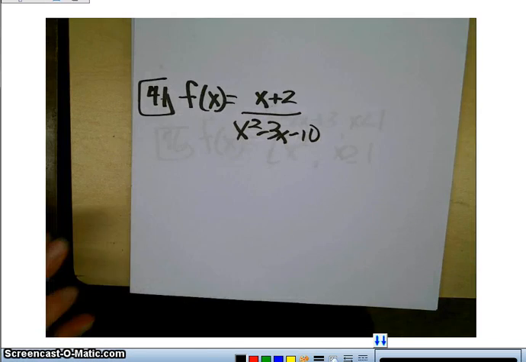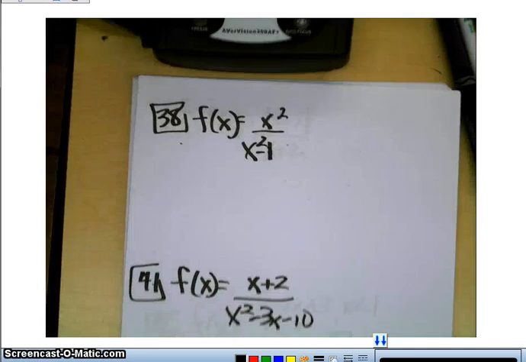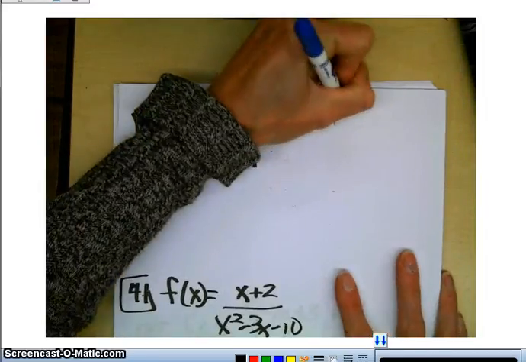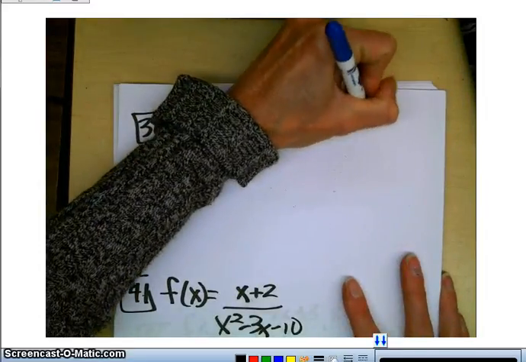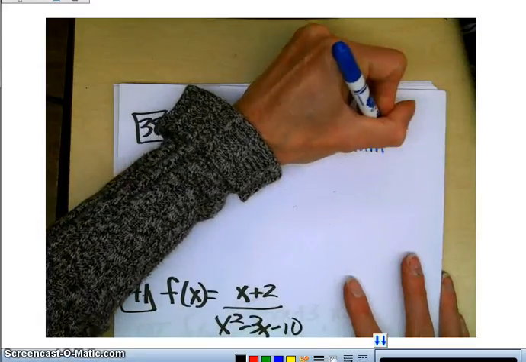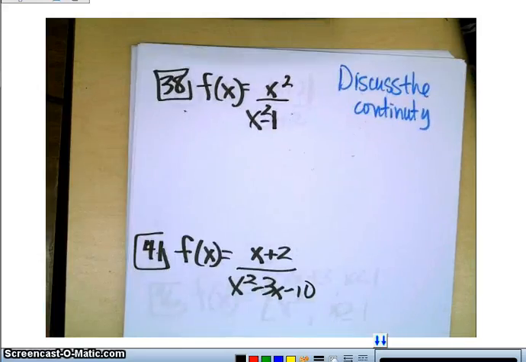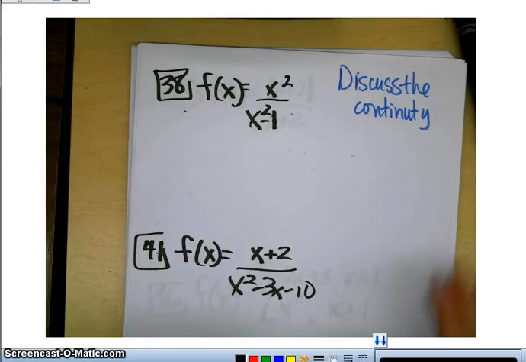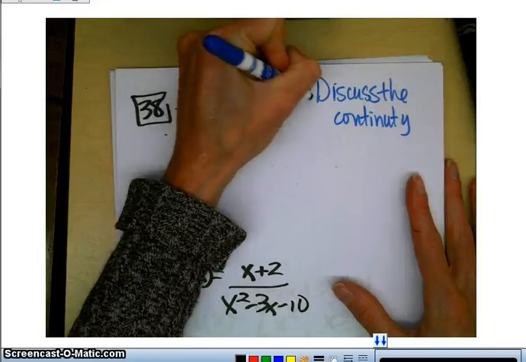All right, here we are with the last installment of section 1.4. Again, we are discussing the continuity. And actually, a little more specifically, we have to find the x values at which f is not continuous. And are there any discontinuities that are removable? So we need to discuss the continuity.